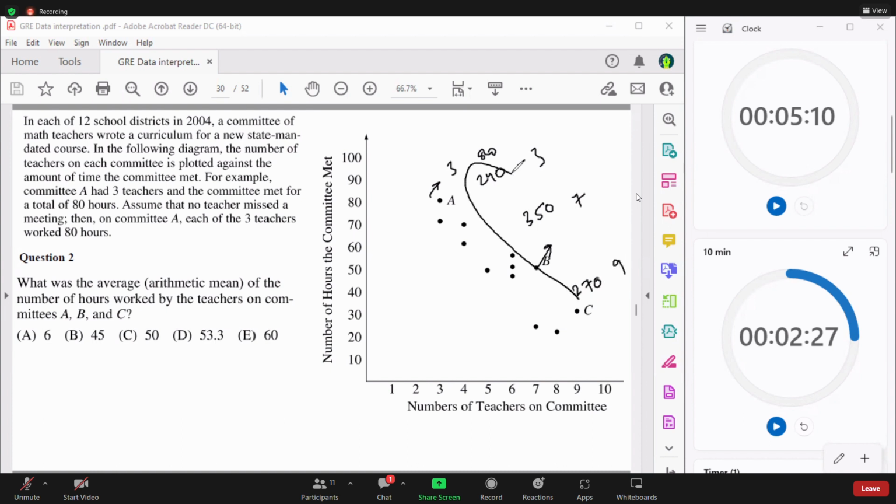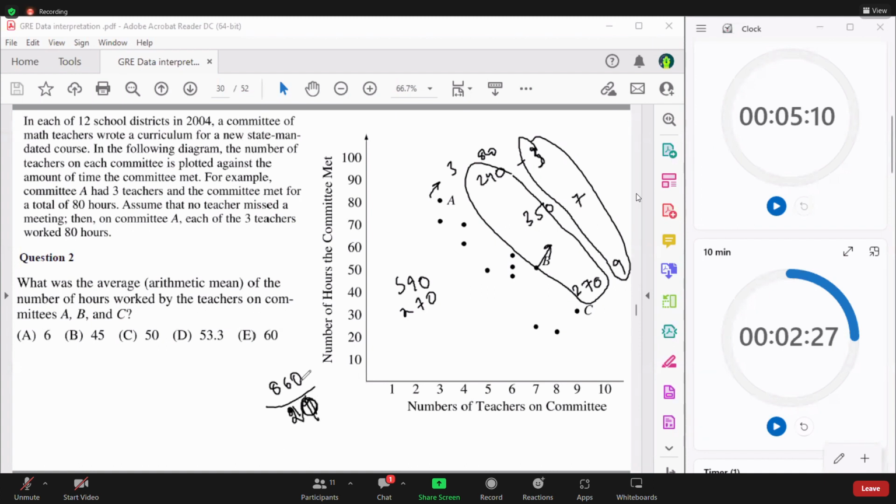So add the total number of hours worked by the teachers and add the total number of teachers. 240 plus 350 is 590. 590 plus 270 would be 860. And the teachers total 3 plus 7 plus 9, which is 19. Divide this by 19. You can take 20 instead for easy calculation.